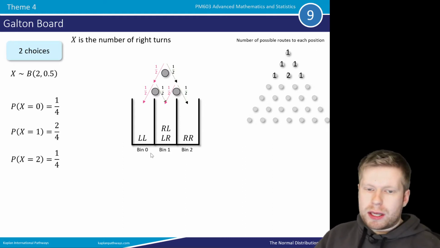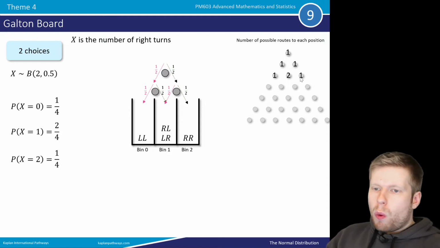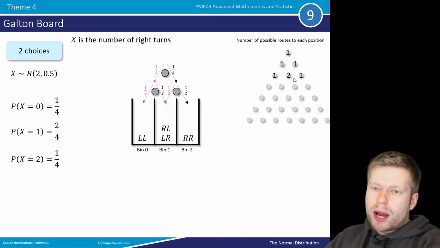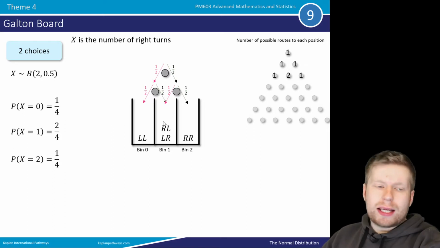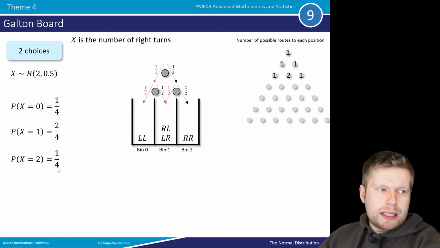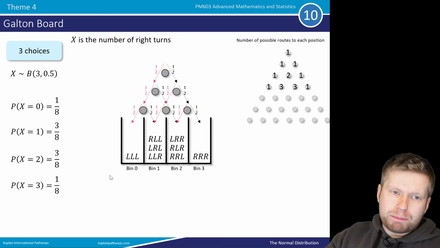So there's 1 way of getting into bin 0, both lefts, 1 way of getting into bin 2, both rights, and 2 ways of getting into bin 1. You go left and then right, or right and then left, okay? And these are the probabilities of getting into each bin over here.